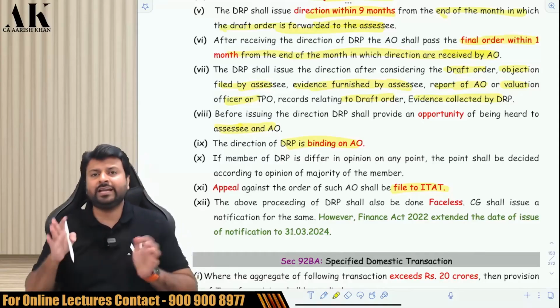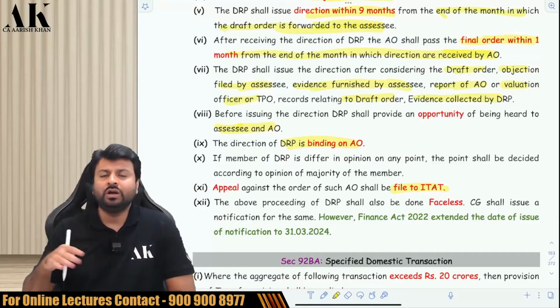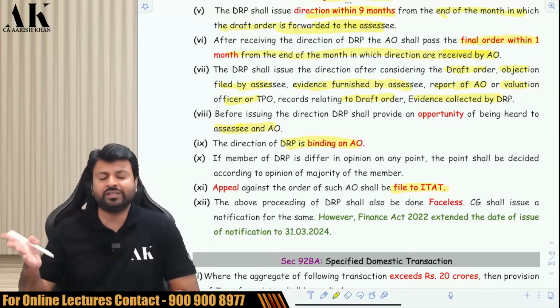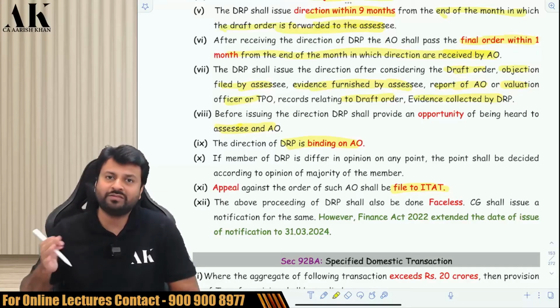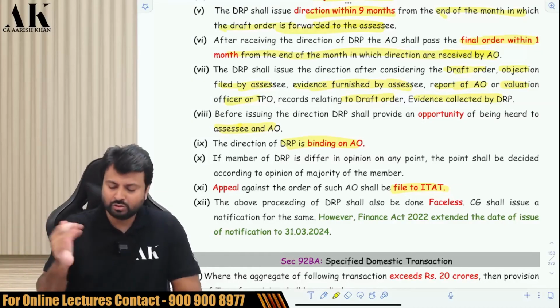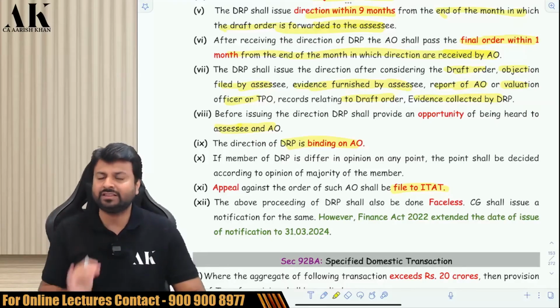Now in DRP there are 3 CITs. There can be a difference in opinion. So if there is a difference in opinion, whose view will be considered? 2 out of 3. Sorry, I'm sorry. 2 out of 3. Whichever view 2 out of 3 are following, we have to follow that particular CIT's order. So the majority will be considered the winner in case there is a difference in opinion between the 3 authorities.